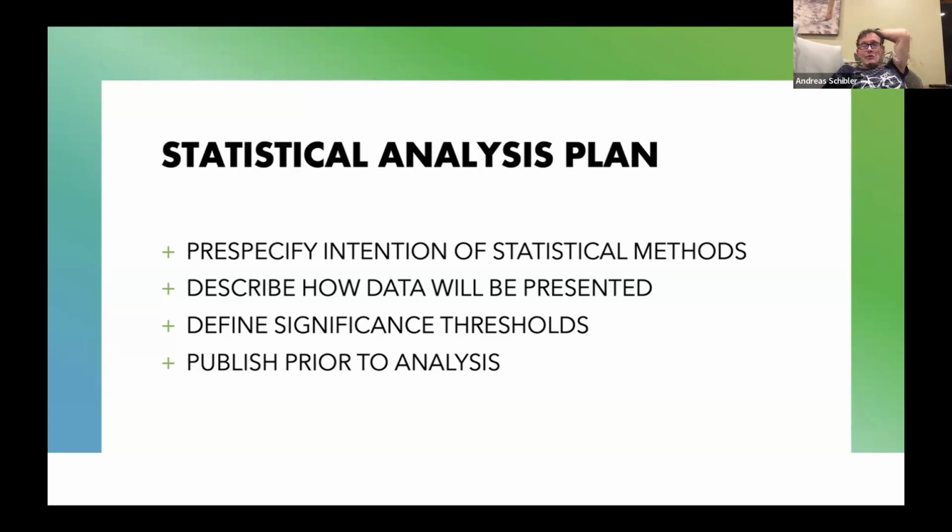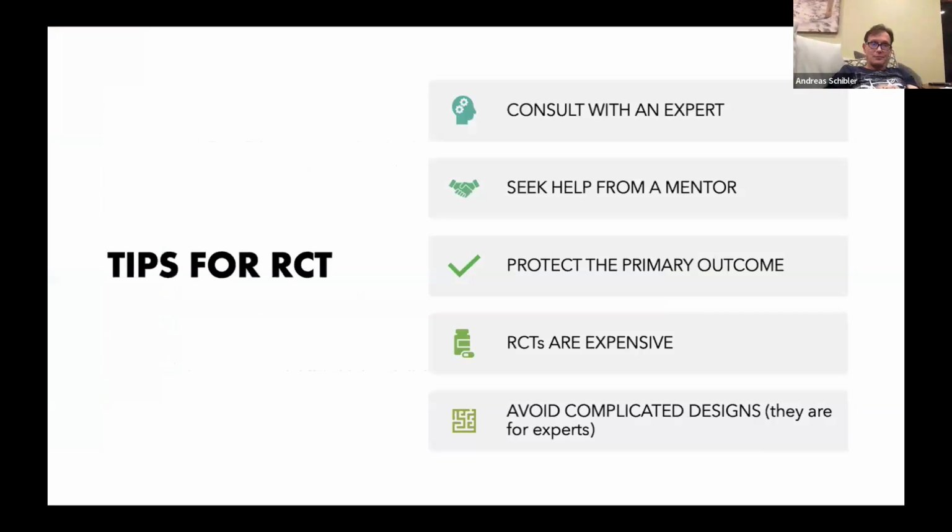When I review a big paper, I go for the three pillars. I see if they published the protocol. I look up the registry to see if they registered the trial. And I look up if they had a statistical analysis plan prior to analysis of their data. Because if you haven't done so, your trial is going to be off the hook with the better trials and better journals. So a tip for a good RCT is to consult with an expert.